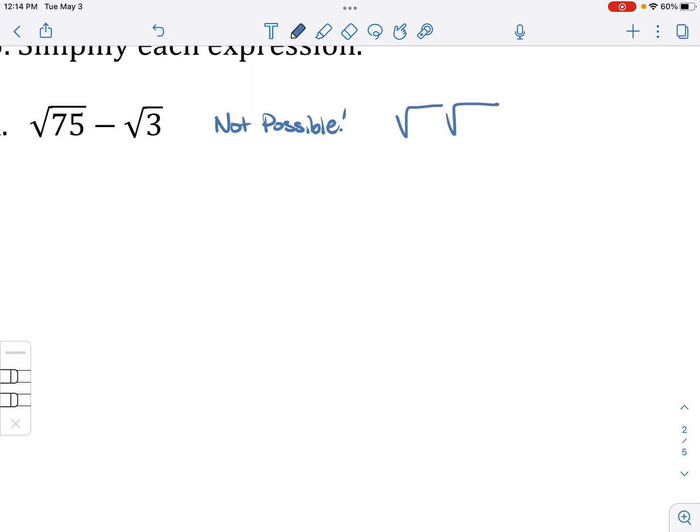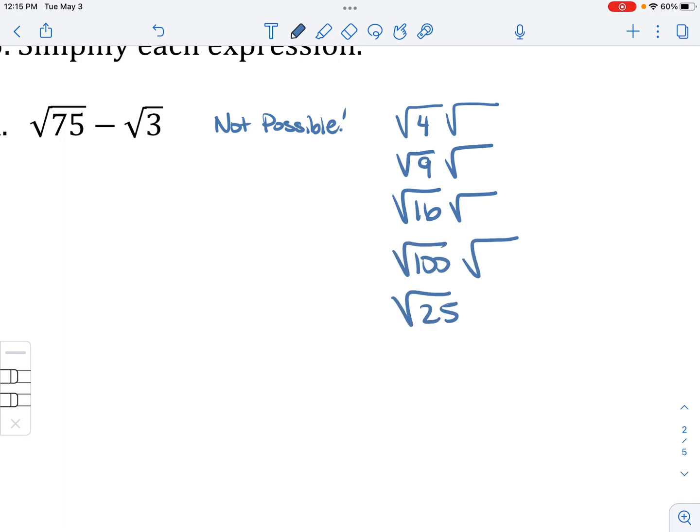So what's a perfect square? Perfect squares are numbers that you can square root. I know the square root of 4, I know the square root of 9, I know the square root of 16, I know the square root of 100, I know the square root of 25. I know lots of square roots. I have no idea what the square root of 3 is, or 7, or 18, or 11. So there are numbers that I can square root, and there are numbers that I can't.